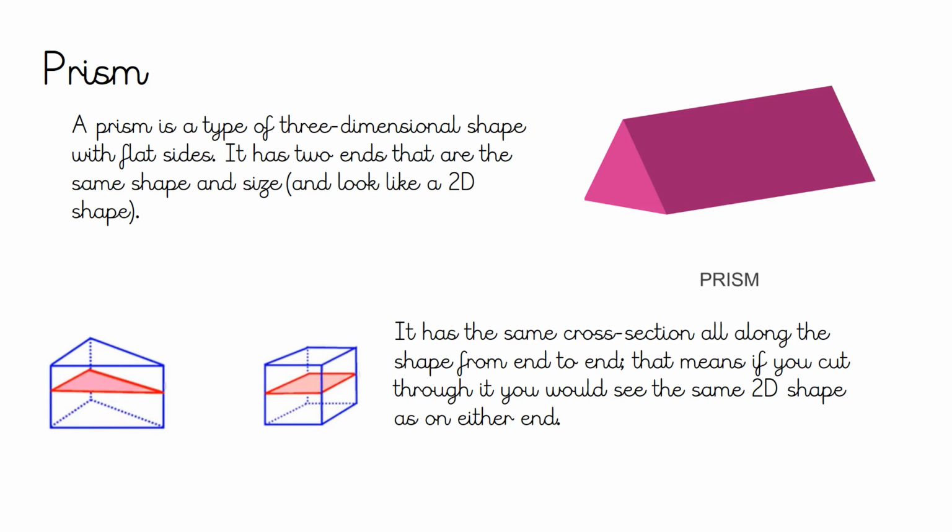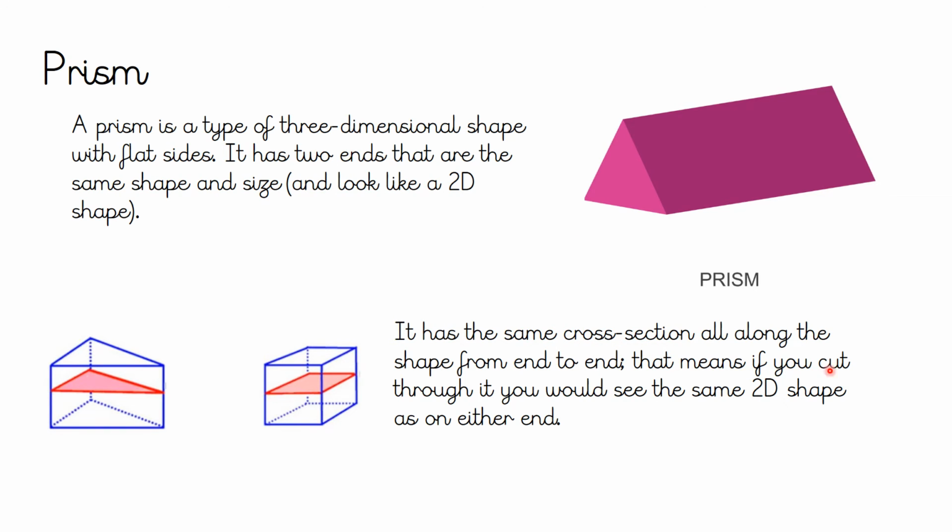Let's have a look at a prism together. A prism is a 3D shape with flat sides and faces. It has 2 faces that are the same shape and size, and they look like a 2D shape. So this prism has 2 triangles at either end. Something that makes prisms different is the cross section.